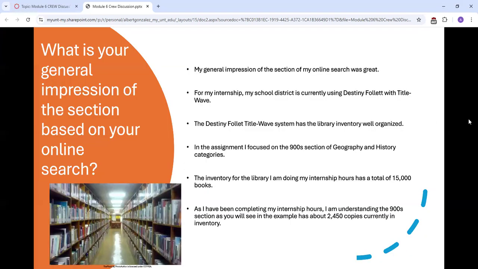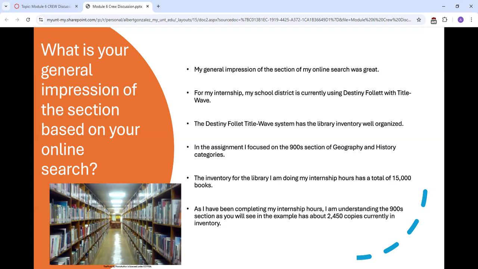On the general question, what is my general impression of the section based on the online search that I did? My general impression of this section has been great. When I started working with the Gateway to the World Library as my internship hours, it's been a fantastic experience. I was using the Destiny Follett Tidal Wave as my mentor has helped guide me in understanding how the programs work. It shows a big inventory of the campus Gateway to the World Library, what it offers. So it's very well organized. That's the first thing I noticed when I was using it for this assignment.